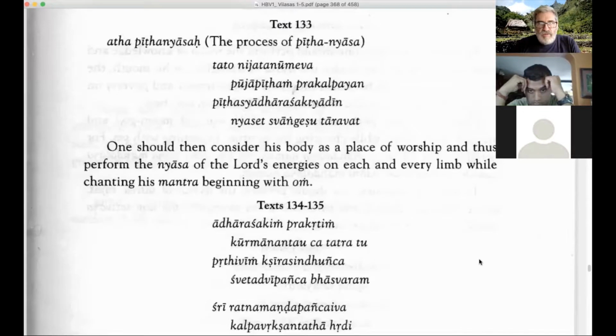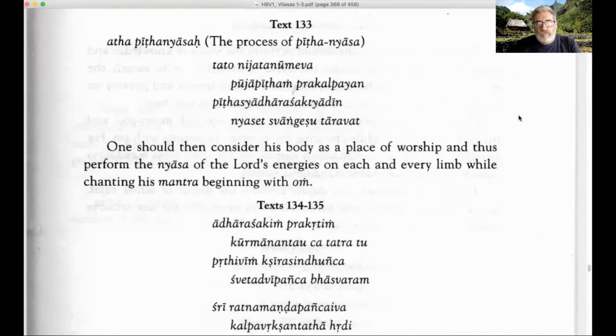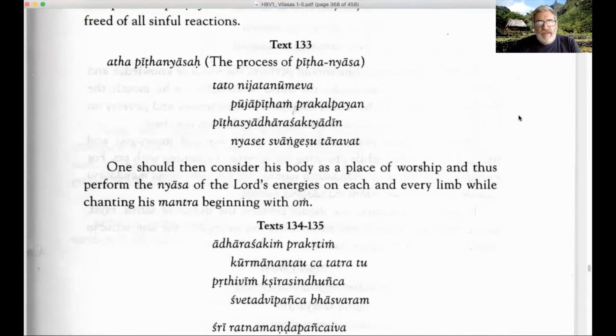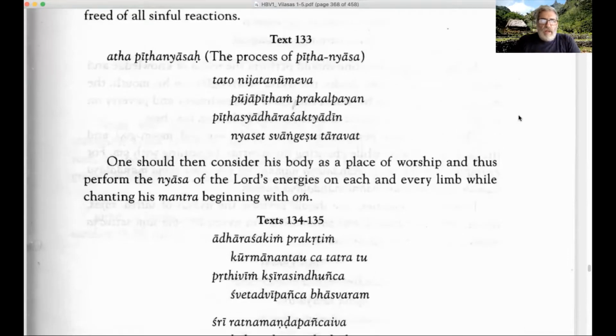So let's have a look at the Hari Bhakti Vilasa, and we'll first of all go through the section in the Mula, in the original verses, and then we'll look at the implementation. So that brought us all up to text 133 in the fifth chapter of Hari Bhakti Vilasa. So Atha Pitanyasa. Atha means there's a new topic.